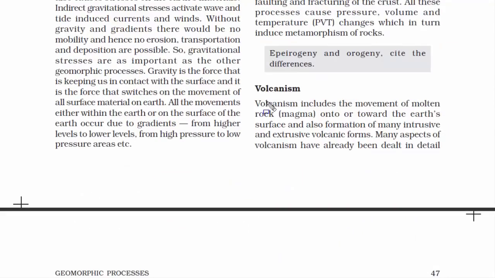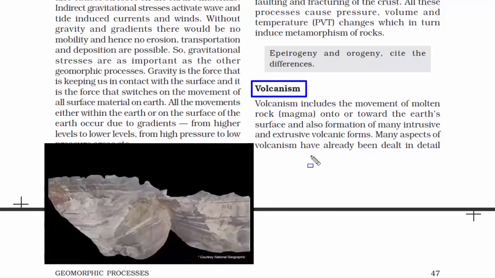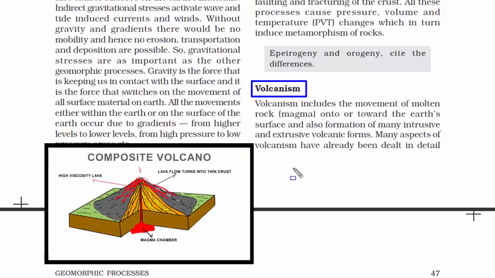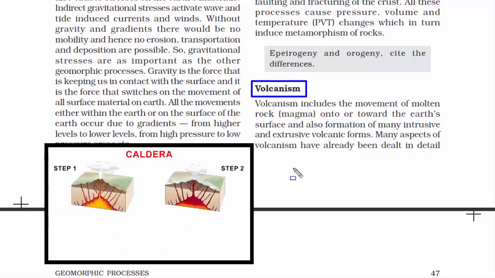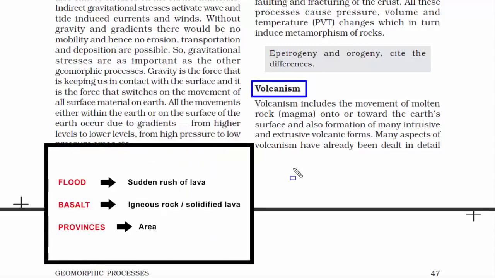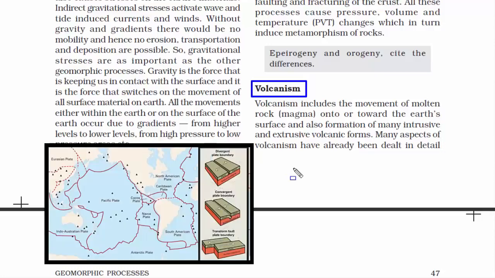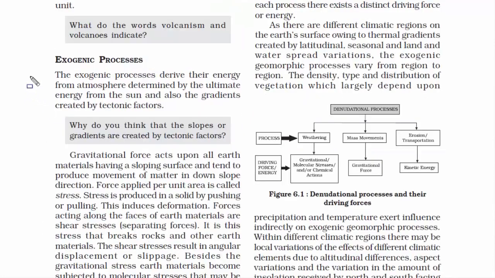Now the next topic is volcanism. So basically it means how the molten magma comes out on the Earth's surface, and due to that many volcanic forms takes place. I've made a separate video on different types of volcanoes. The link is in the description. You can check it out. With that we now move on to the next topic, exogenic processes.